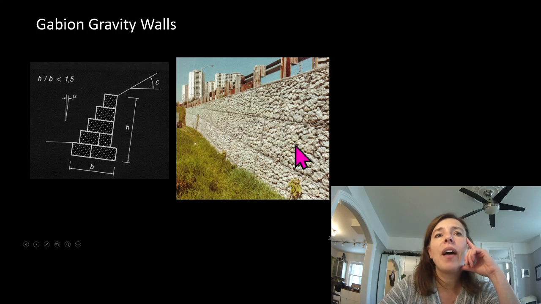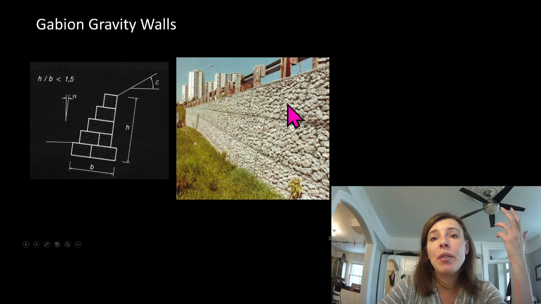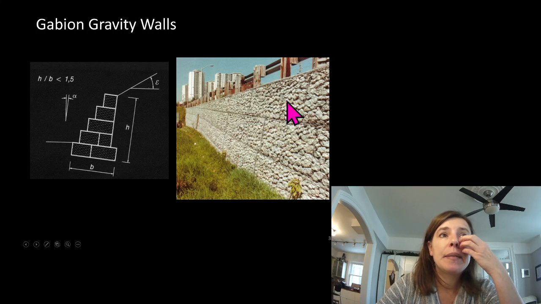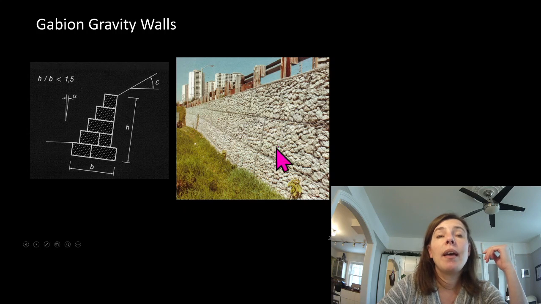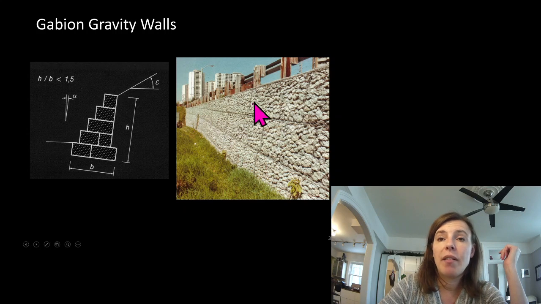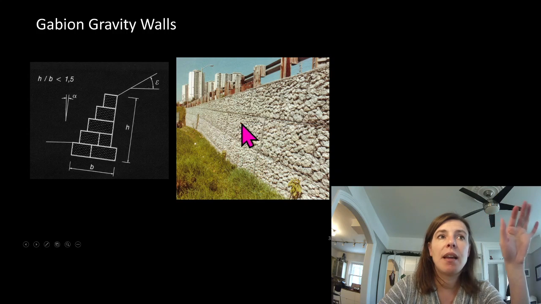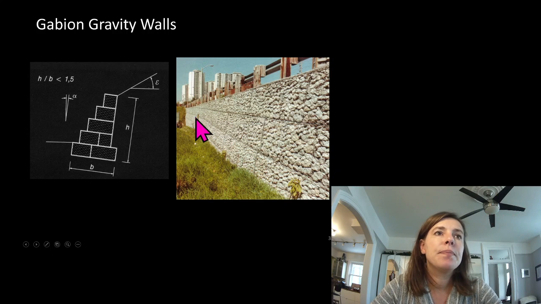Gabion walls, I find these pretty awesome, where they take mesh baskets and fill them with rocks. I'm actually working on a project right now, the Tommy Thompson Park Pavilion with DTAH. They're doing kind of a beautiful architectural version of this that's going to look absolutely stunning when it comes out.